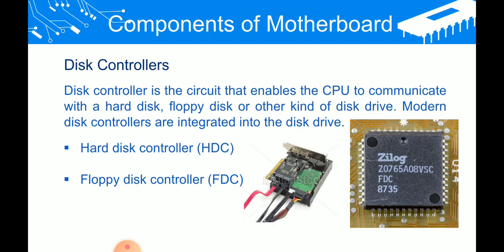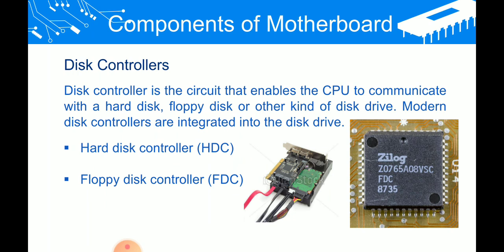The next component is disk controllers. A disk controller is a circuit that enables the CPU to communicate with the hard disk and floppy disk. We know that we can insert a hard disk into the computer, and we can also insert a floppy disk into the computer. After we insert them, the processor has to communicate with them. To make the communication, these controllers are used.